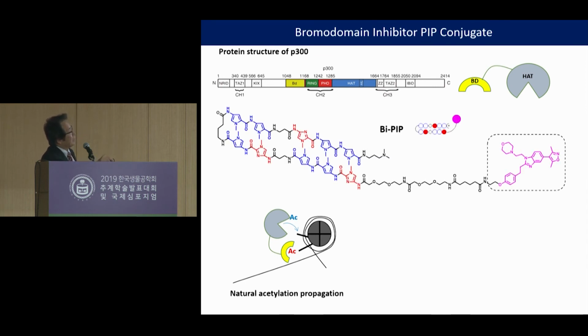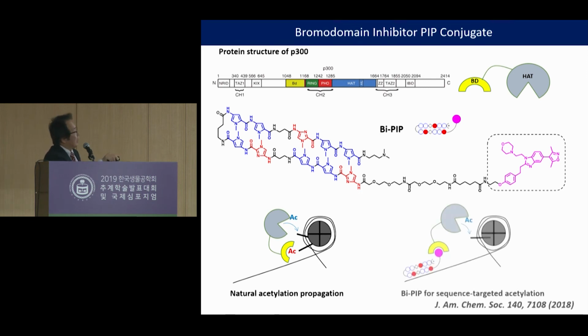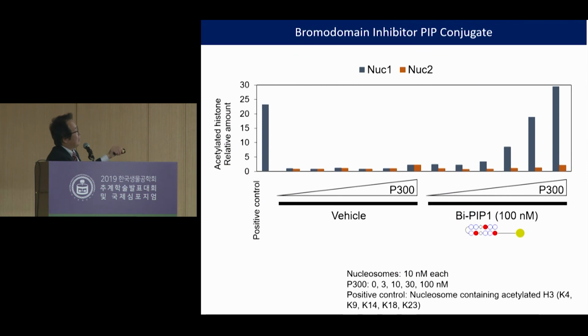So we synthesized a bromodomain inhibitor polyamide conjugate, shown here. This part tightly binds to bromodomain, and we expect the polyamide-recruited P300 to put an acetyl group near the binding site. And we use a reconstituted nucleosome system to look at the acetylation level.